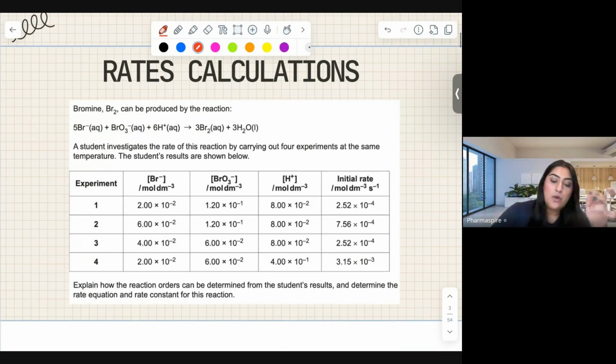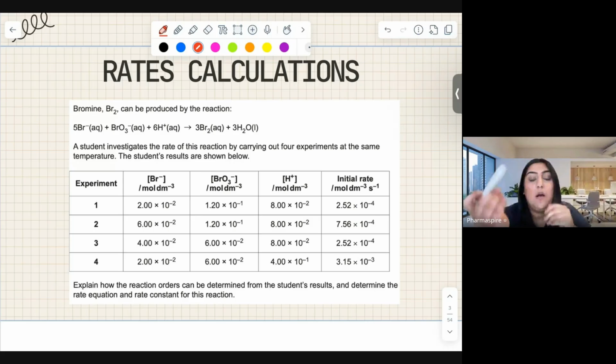Okay, so we've got bromine Br2 can be produced by the reaction. Now, when reading a question, a lot of students really struggle with how to actually approach the question. I think that's a really big thing. You could practice rate, but you're like, how on earth am I going to do this, because it's information overload? With typical rate questions or typical topics, they throw things in that are red herrings.